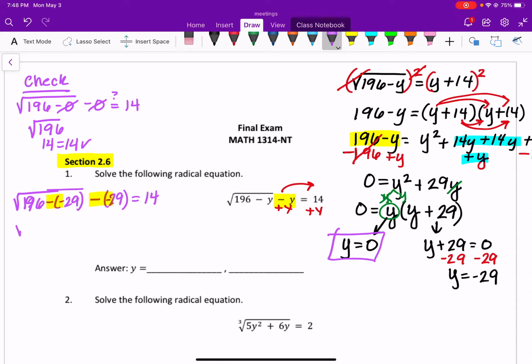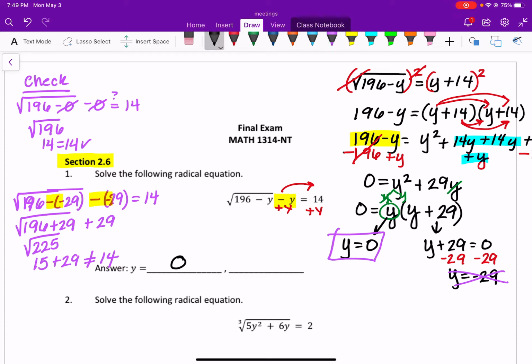So we're going to have the square root of 196 plus 29 plus 29. And then this is going to give us the square root of 225. The square root of 225 is 15, and 15 plus 29 does not equal 14. So this answer is not a solution. So our only answer here is 0.